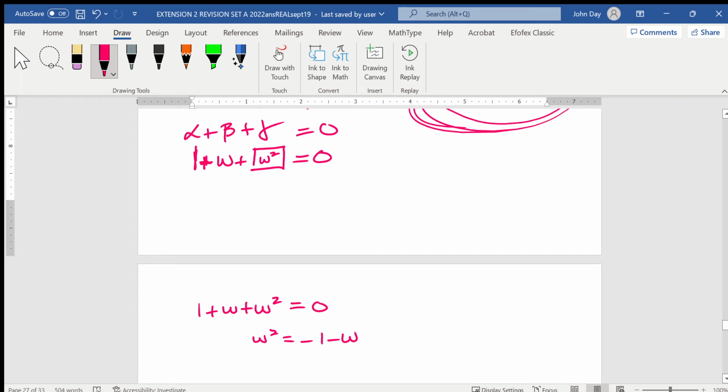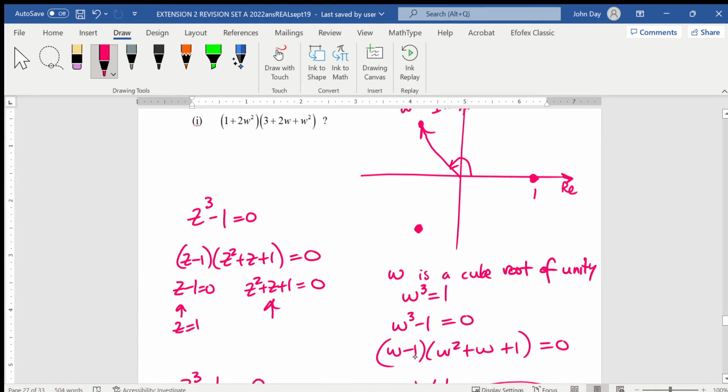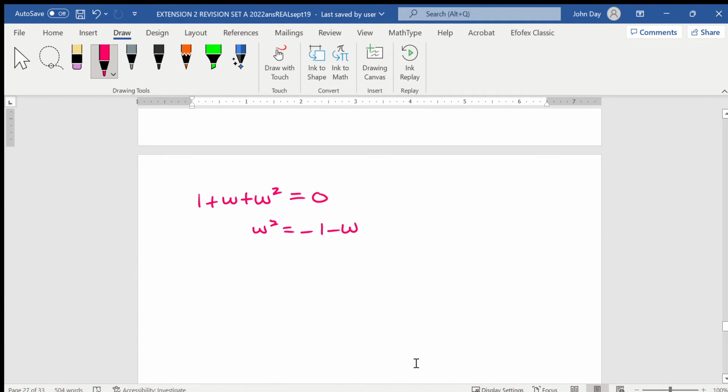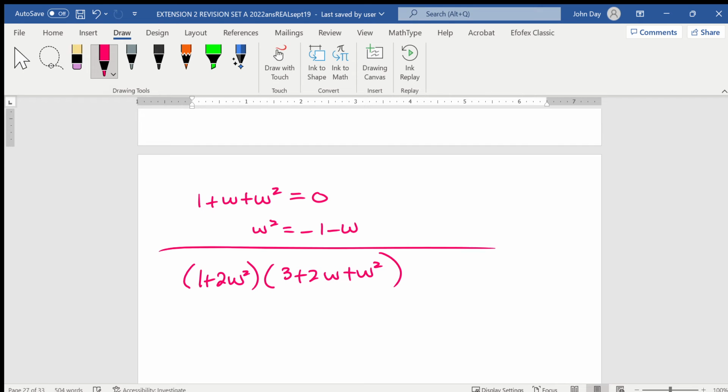So just looking at the expression we're trying to sort out: 1 plus 2w squared, and 3 plus 2w plus w squared. Let me just write that down here. That's what we're trying to work out. So let's just do a replacement. Instead of w squared there, let's put in minus 1 minus w.